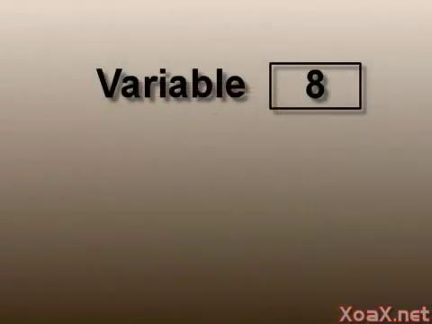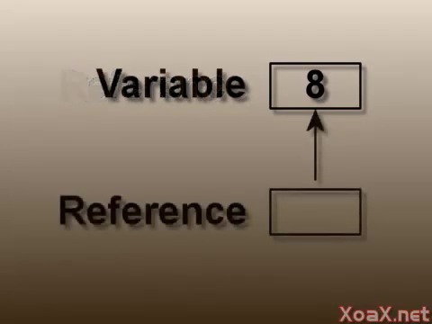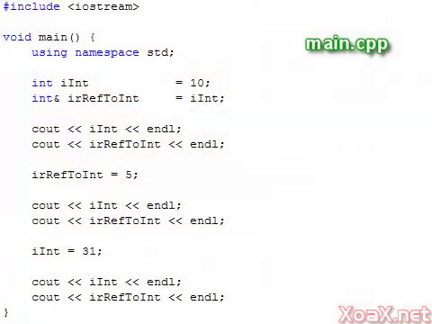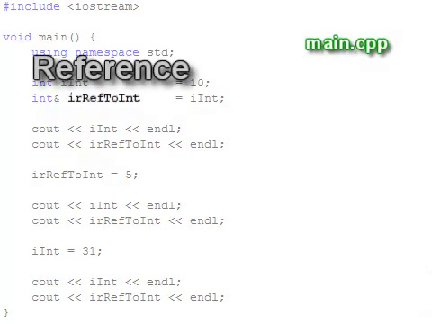If we think of a variable as a location for storing something like an int, a reference gives us an alternative name for that int. The reference contains the memory address of the variable, but from the standpoint of programming, the reference simply contains the variable's value. In this program we declare an int variable, and then we declare a reference to that int.